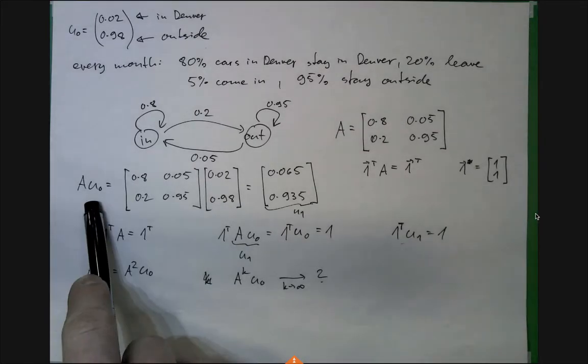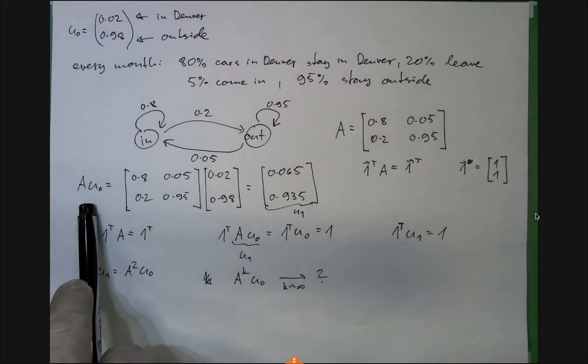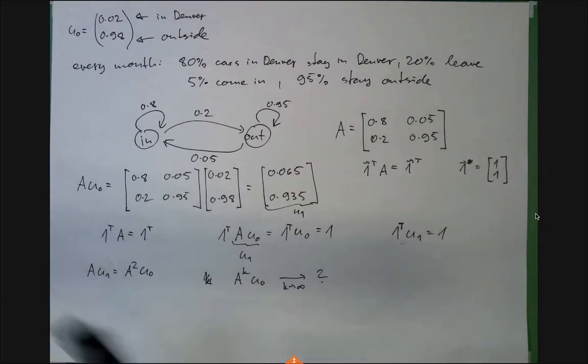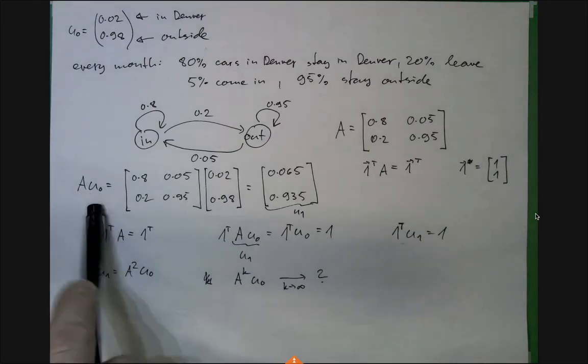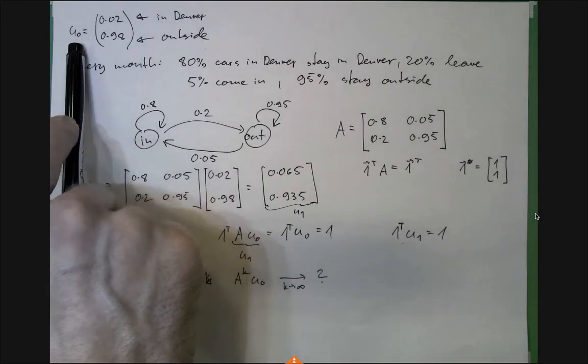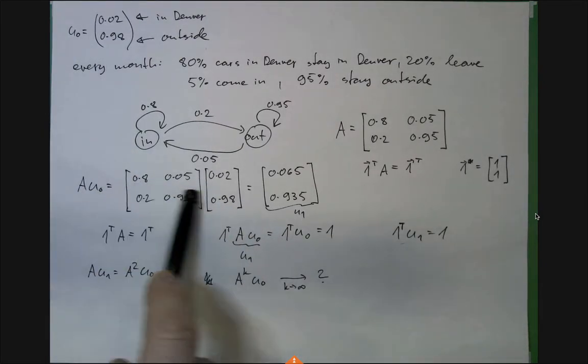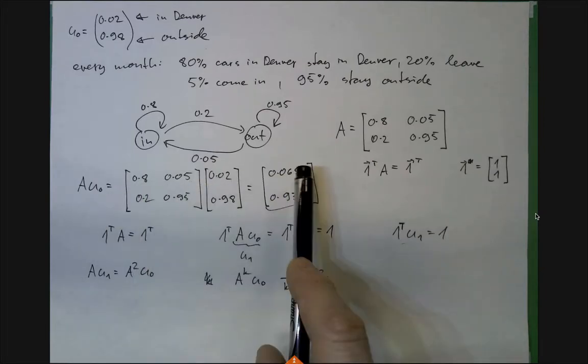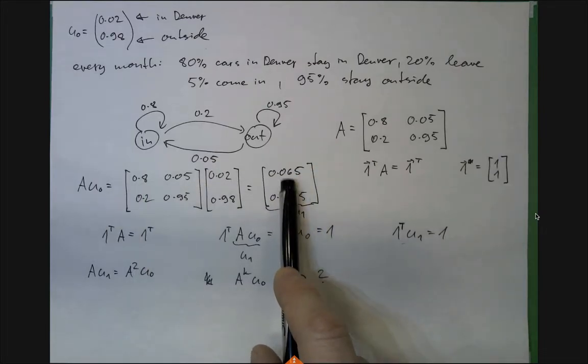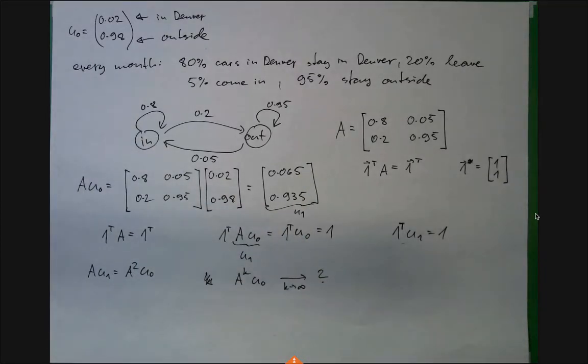And now what does the matrix do? It basically performs one step of the simulation, if you want to look at it this way. So if U0 was our initial distribution, after applying the matrix once, what's going to happen? I'm going to compute the percentage of cars in Denver after one step, okay? Because again, look at it.